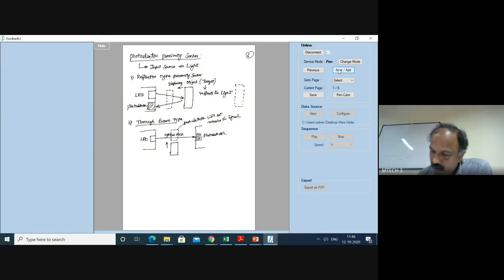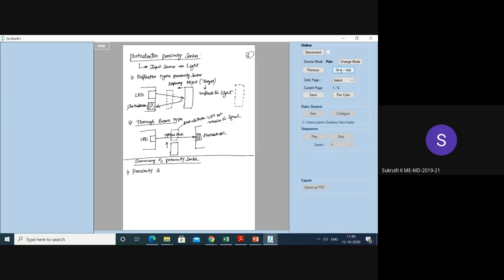So these are all the different types of proximity sensors. Now I will just sum up. Summary of proximity sensors. What is the first one? First proximity sensor is what? Tell me. Proximity switches.